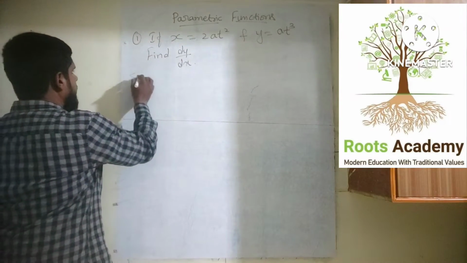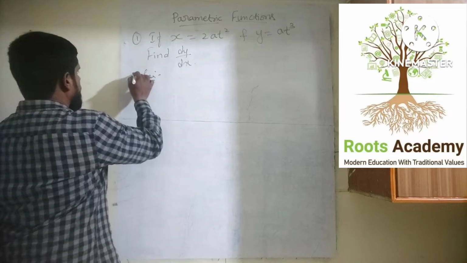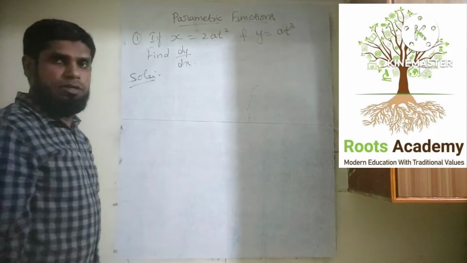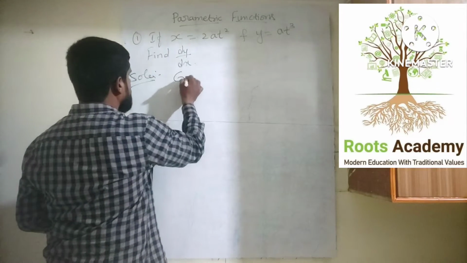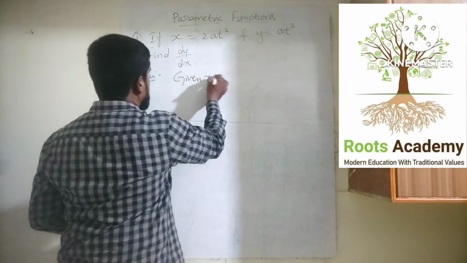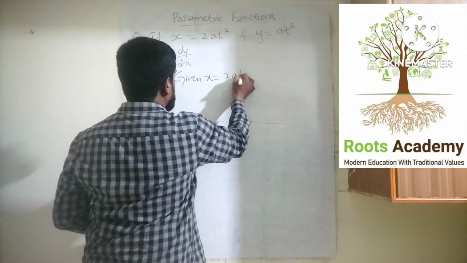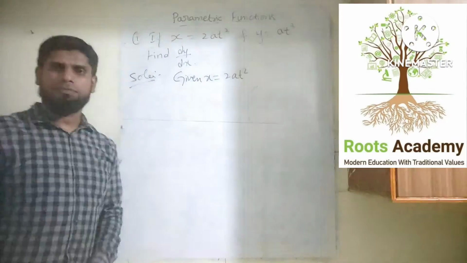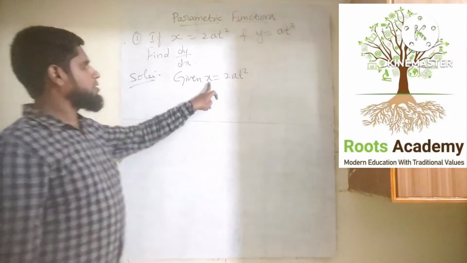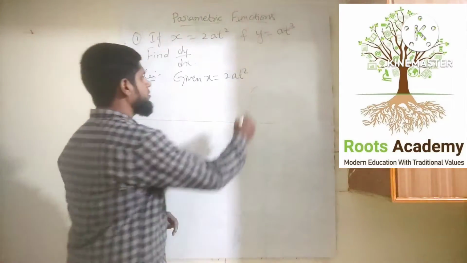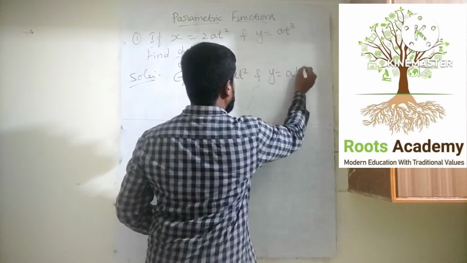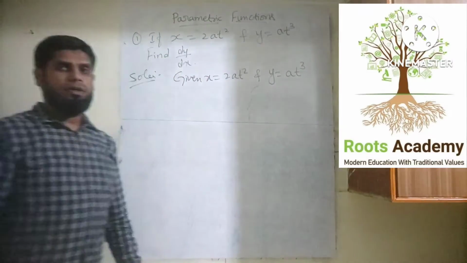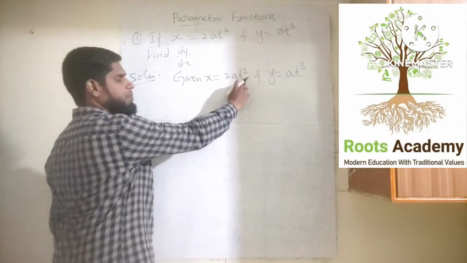Its solution will be: first, given x is equal to 2at square. This is the function, and y is equal to at cube. First, let me differentiate x with respect to t.